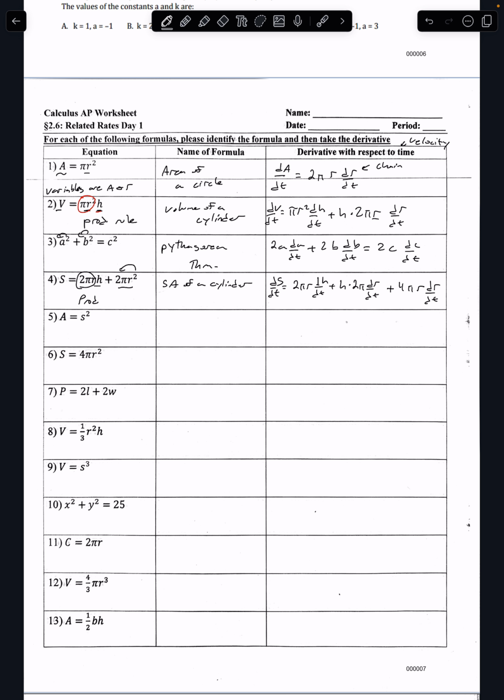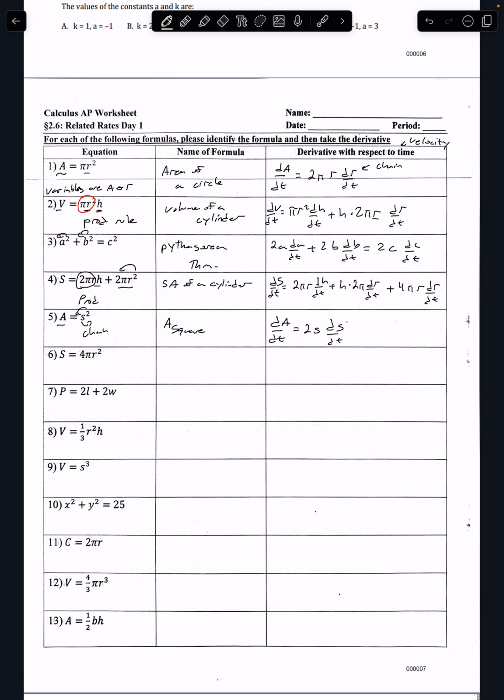Oh, thank goodness. Area of a square. So, ready? dA dt, the change in area with respect to time, is, drop your power, 2s, be careful, chain rule, ds dt.